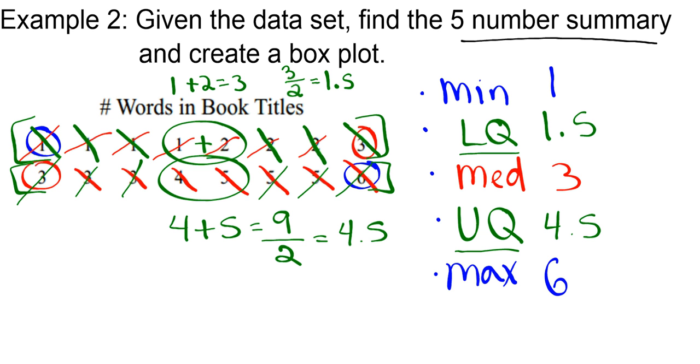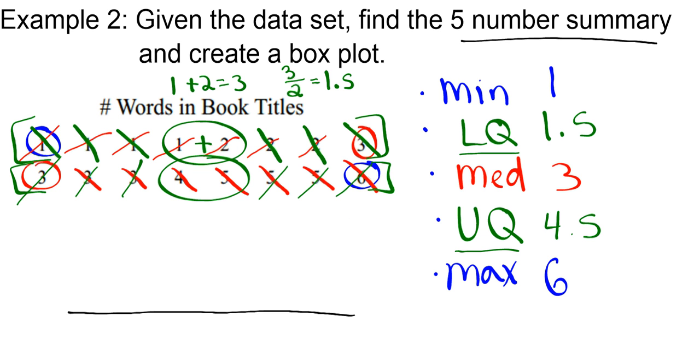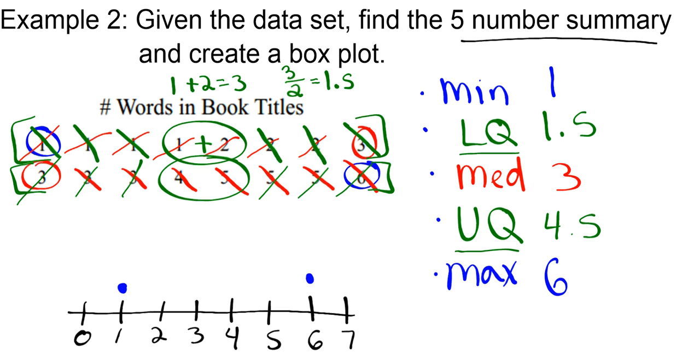Now I'm going to go ahead and create my number line to make my box plot. So I know that I need to start at 1 and go up to 6. So I'm actually going to start at 0. I always like to give myself a little bit of extra. And I'll go ahead and go up to 7. Now the first ones I want to make dots for are going to be my minimum and my maximum value. So my minimum, I'm going to go ahead and put a dot at 1. My maximum, I'm going to go ahead and put a dot at 6.